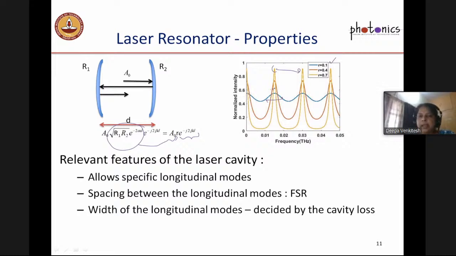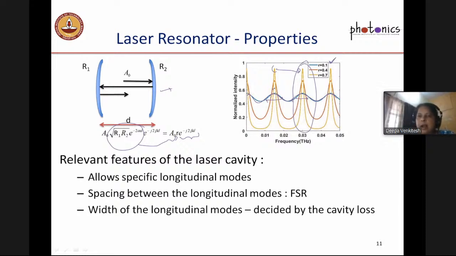So for instance, if R is very small, now remember what R is: root R1 R2 e power minus 2 alpha d. It tells you that it's a very poor reflector. All the power is coming out. The reflected power is very poor, right? So for R very small, the allowed modes look like this, which means that even if you pick one longitudinal mode out of the system, the width of the light that's coming out of that source could be large if there is spontaneous emission existing in the system.